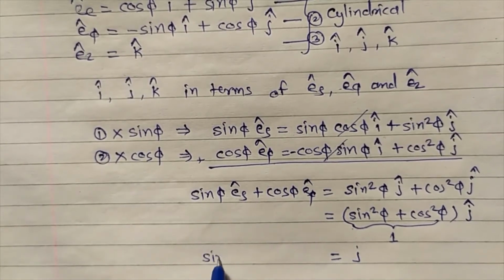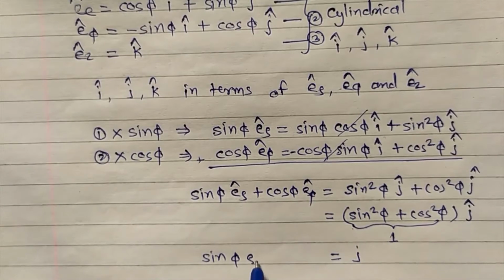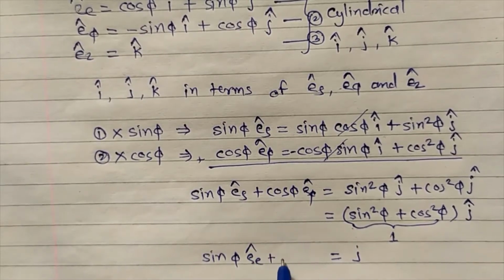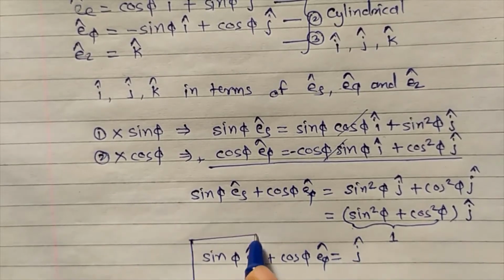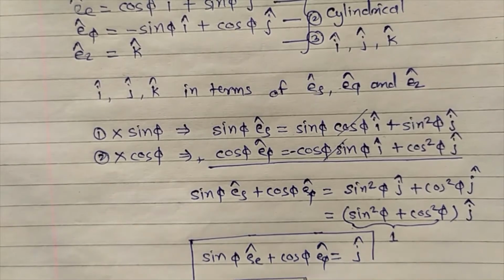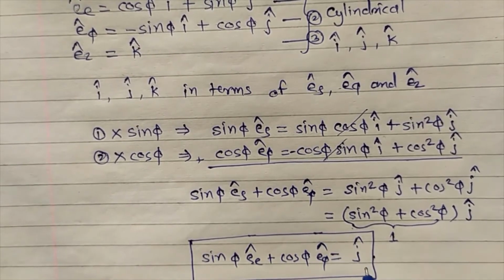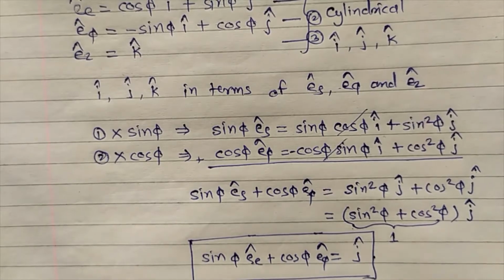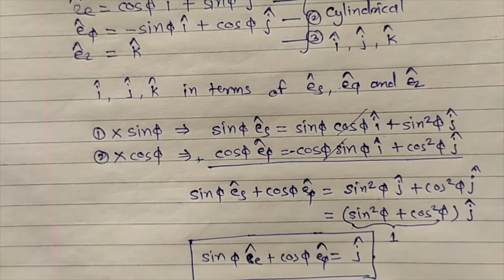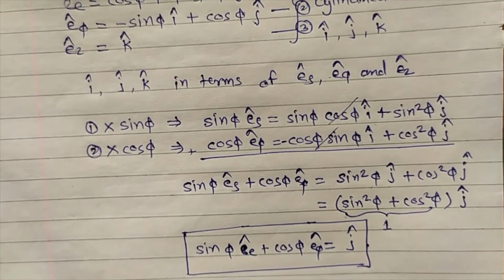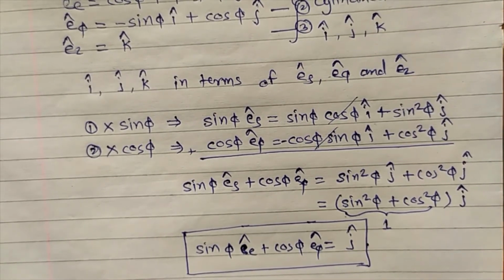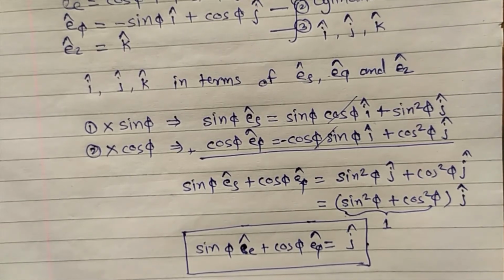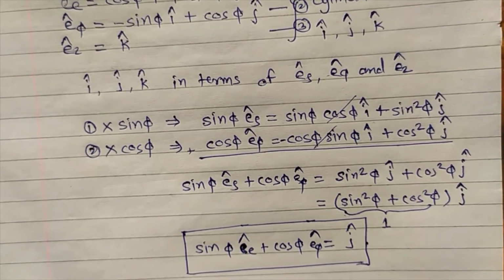So what I have obtained is sin of phi e rho cap plus cos of phi e phi cap, and this is the expression for j cap. You can see I have expressed j cap in terms of e rho cap and e phi cap, with some sin phi and cos phi terms. Actually, in the beginning I thought I was obtaining i cap, but we obtained j cap. So we will try to obtain i cap now.